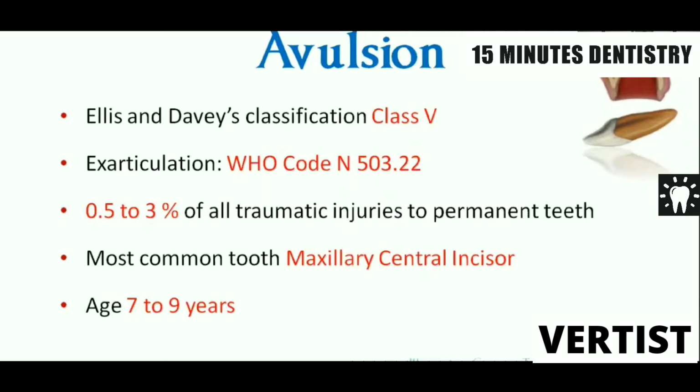Why it is so common at this particular age is because the periodontal ligament is immature at this age. The root is not completely formed, and also the surrounding alveolar bone is not completely mineralized. So it is pliable. So any trauma or force to the tooth does not cause a root fracture, or an enamel or dentine fracture, and generally that force might lead to the tooth coming out of the socket. So that is why it is very common at the age of 7 to 9 years.